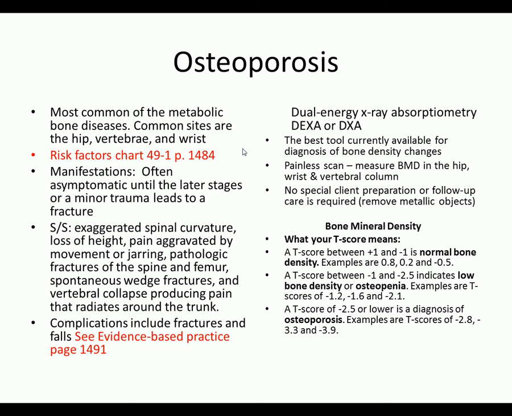You can also see osteoporosis in patients that have chronic renal failure, that have eating disorders like anorexia or bulimia, and that have had weight loss surgeries, such as the gastric bypass. And those are all secondary osteoporosis.